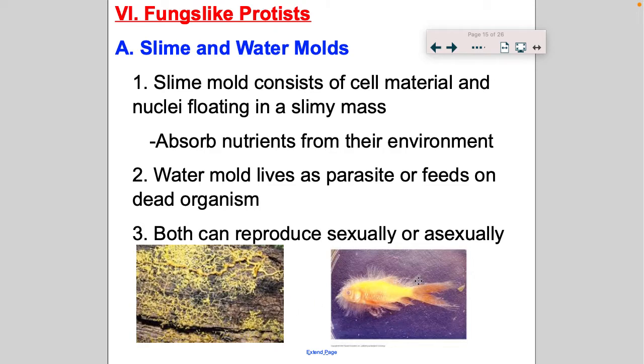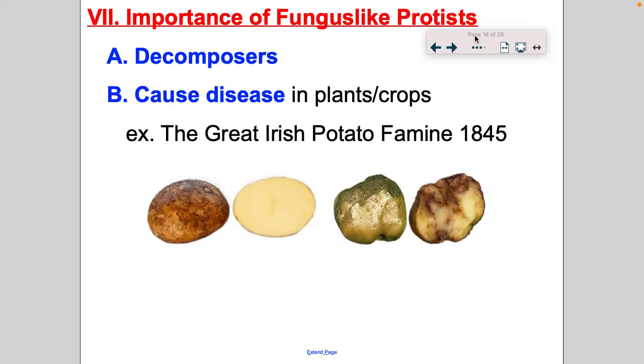Water molds live as parasites, where they feed on dead organisms, as you can see here with the poor goldfish. But both slime molds and water molds can reproduce sexually or asexually. So why should we study fungus-like protists? Well, again, most of them are decomposers, and they can also cause disease in plants or crops.